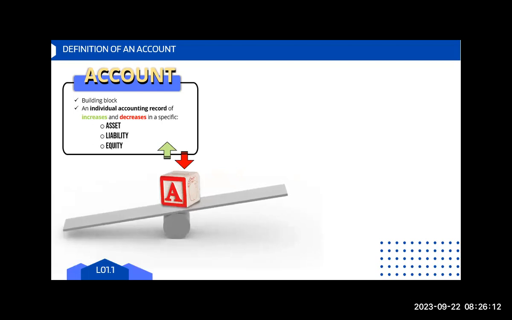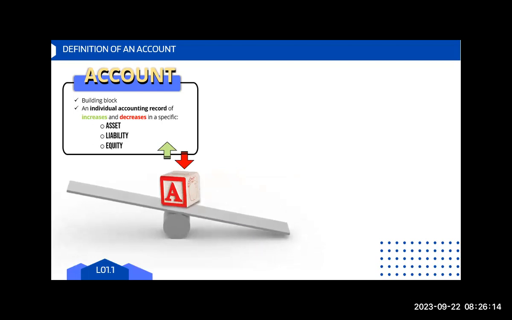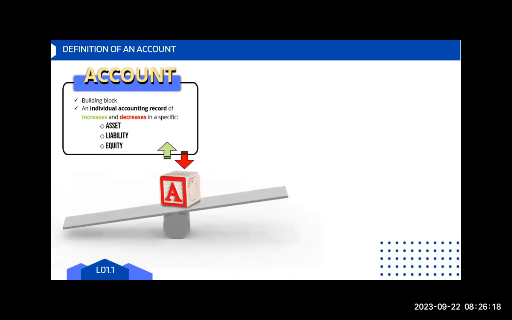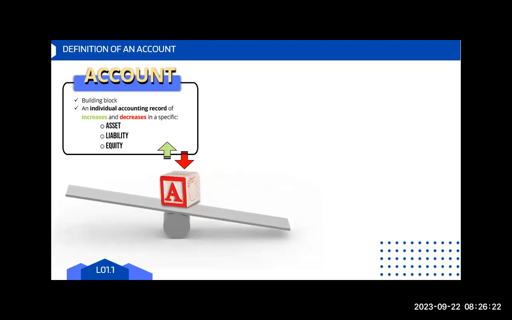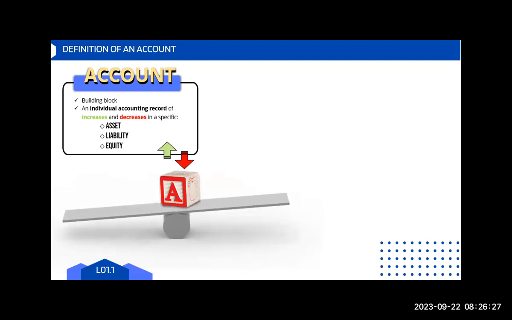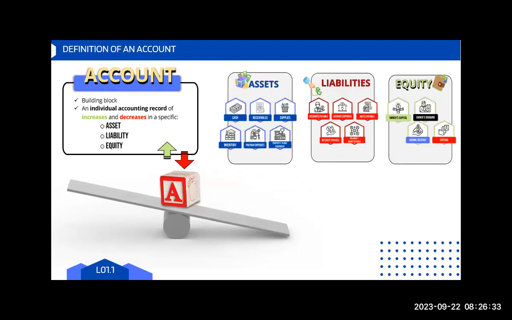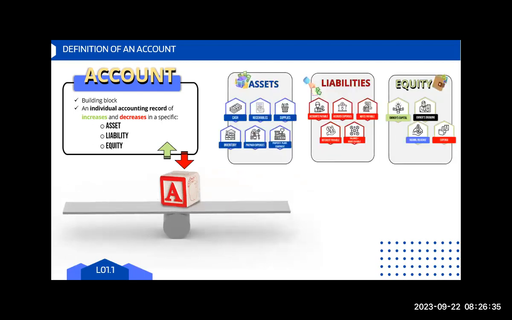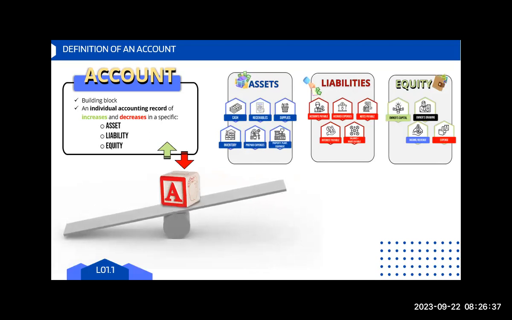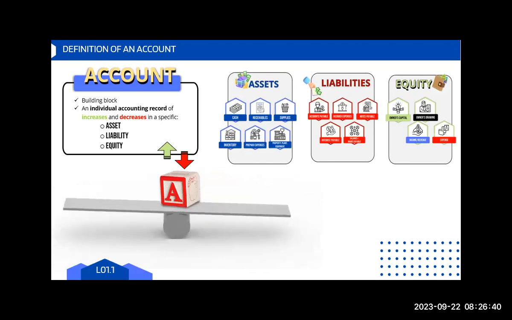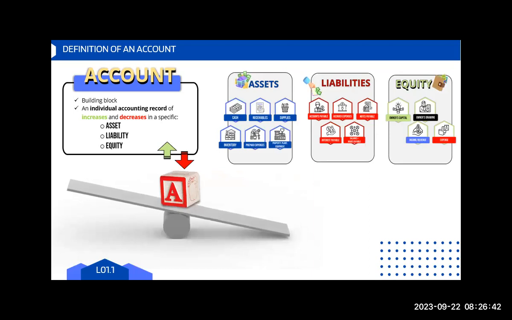So in essence, the first step is to understand, what are accounts? Well, an account is basically a building block. It's an individual accounting record of increases and decreases in a specific asset, liability, or equity. So what do we mean by this? You have assets, you have liabilities and equities, and these are classes, right? Accounts are the specific items under each. So what are accounts? Cash, receivables, supplies. Those are all accounts, but they're categorized as assets.